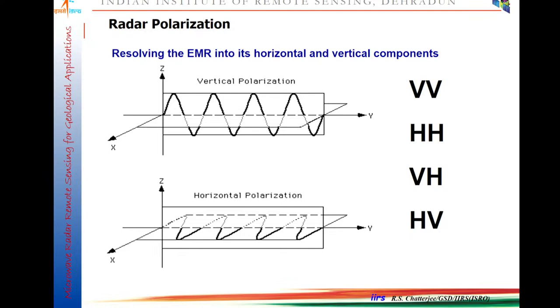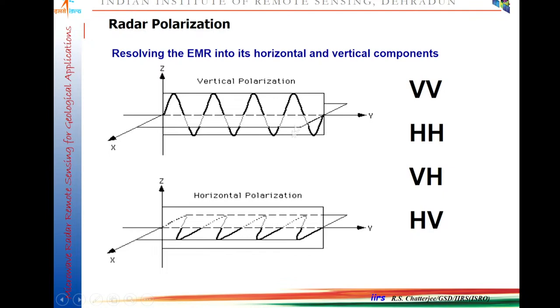Similarly, if you are sending a horizontally vibrating wave, that means the electrical vector is horizontal in orientation. If you send this radar pulse like this, where the electrical vector is horizontal, now after interaction it is coming back, changing its orientation into many, but you are receiving only the horizontally polarized wave. Then it becomes the HH polarized radar image. One is VV polarized radar image, another is HH polarized radar image. They are known as co-polarized because whatever polarization you are sending, you are receiving the same. This is known as co-polarized or like polarized. Same polarization you are sending and receiving.